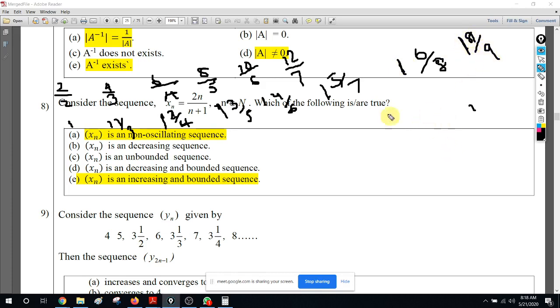You can see this is bigger than this. This is bigger than this. That means this is what?